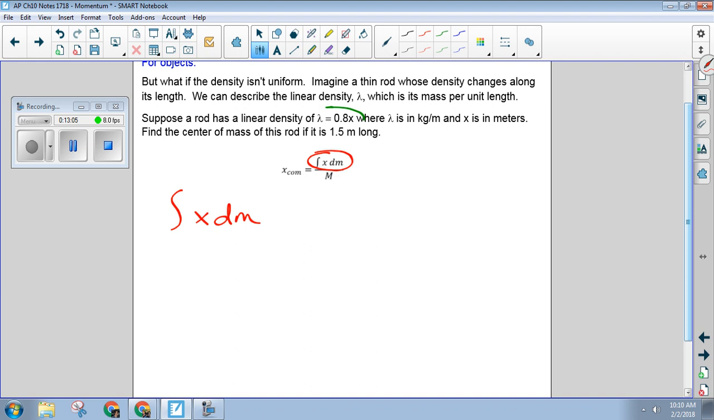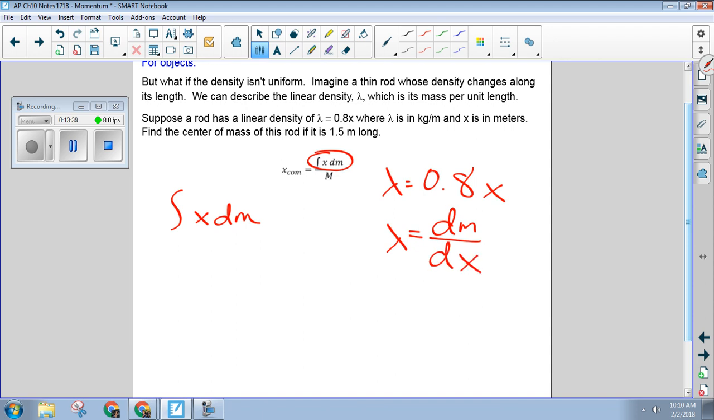So here's where the trick comes in. We know that our density is 0.8 times x, right? And remember, you guys, linear density is, by definition, the mass per unit length. Your change in mass per unit length.